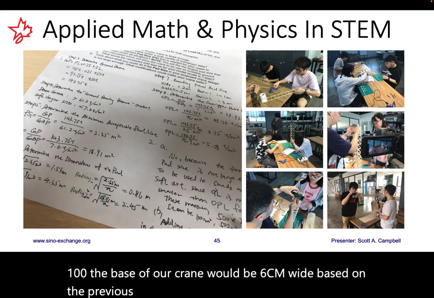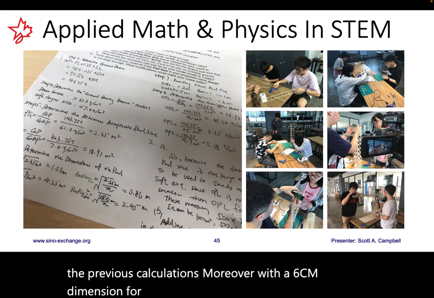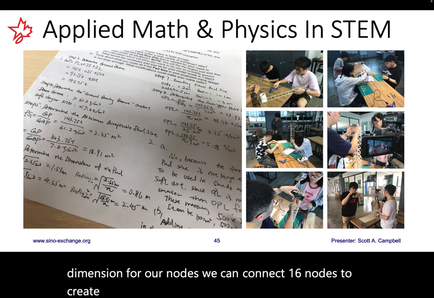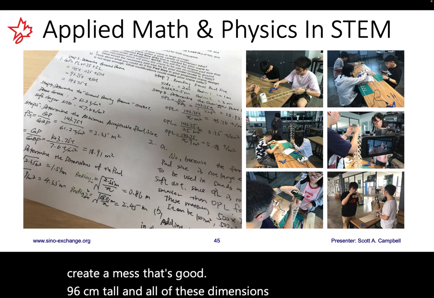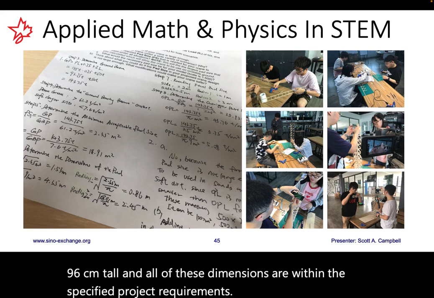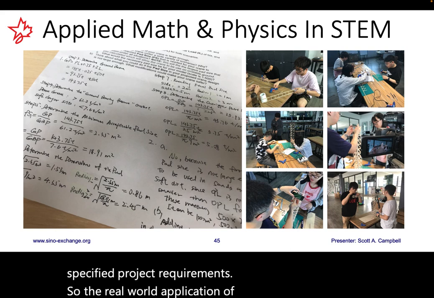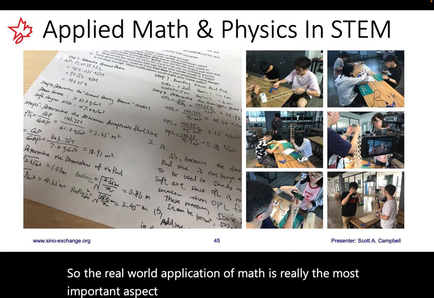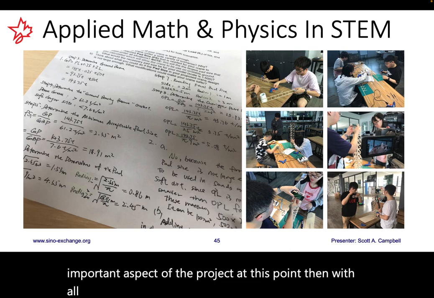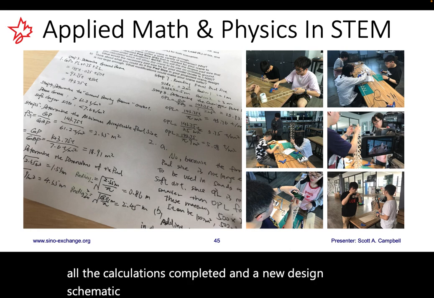Moreover, with a 6 centimeter dimension for our nodes, we can connect 16 nodes to create a mast that's 96 centimeters tall. And all of these dimensions are within the specified project requirements. So the real-world application of math is really the most important aspect of the project at this point. Then, with all the calculations completed and a new design schematic made, students can then move on to building the crane as you see in these project exemplars.